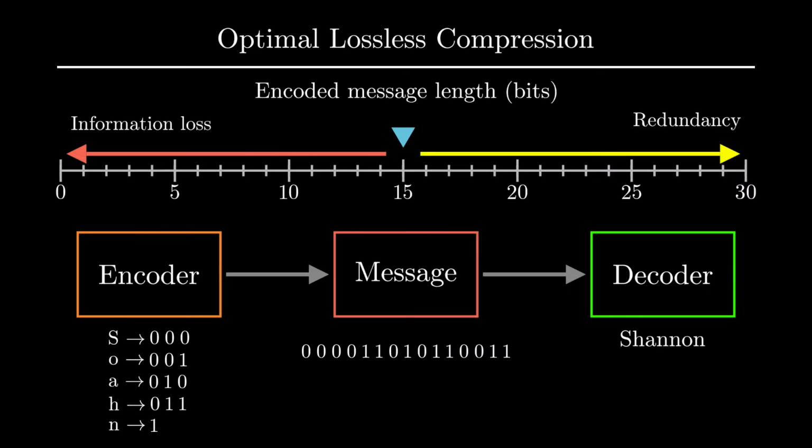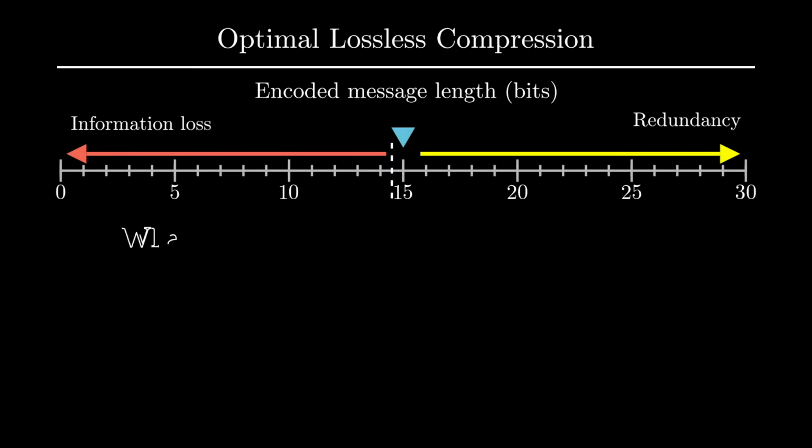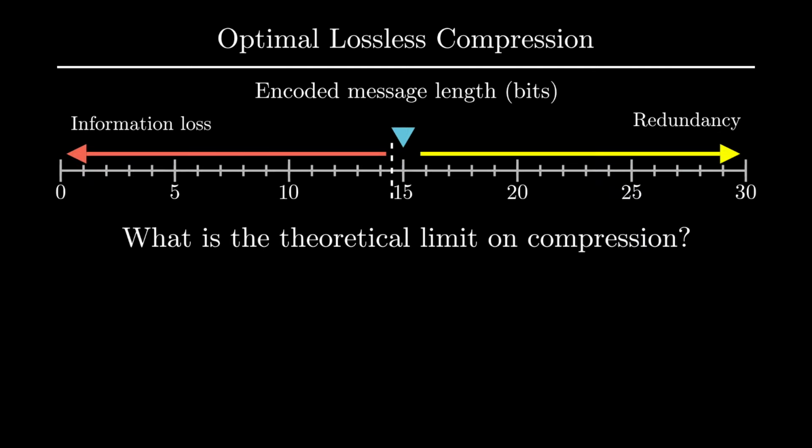It seems like there must be a limit on the amount of compression possible that still retains the original message. In this situation, it turns out that if we try to compress our encoded message to less than 15 bits, we are guaranteed to lose some information. But what is that limit in the general case?